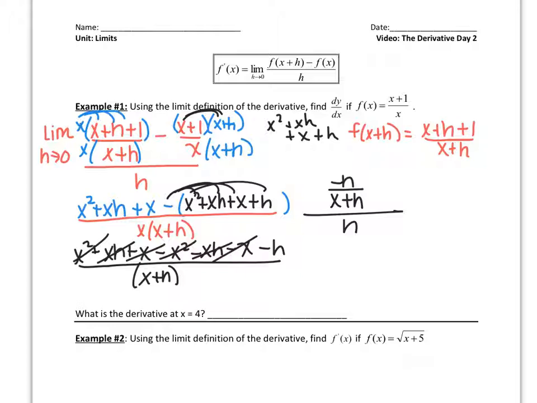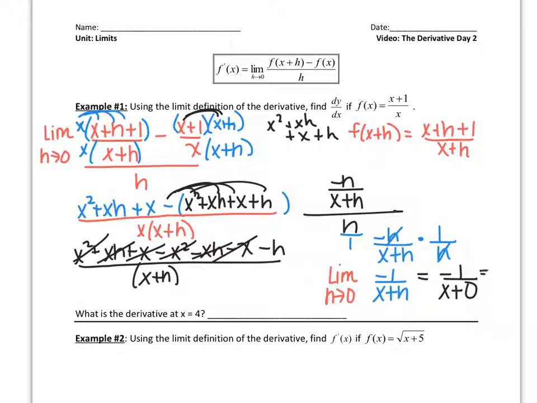So we're going to keep, change, and flip. So we have negative h over x plus h, and if I flip this, it's times 1 over h. I can cross the h's off, and I'll be left with negative 1 over x plus h. So I now want to take the limit as h approaches 0. So now we're going to substitute 0 in. So I have negative 1 over x plus 0. So negative 1 over x is my derivative. So dy/dx is equal to that.